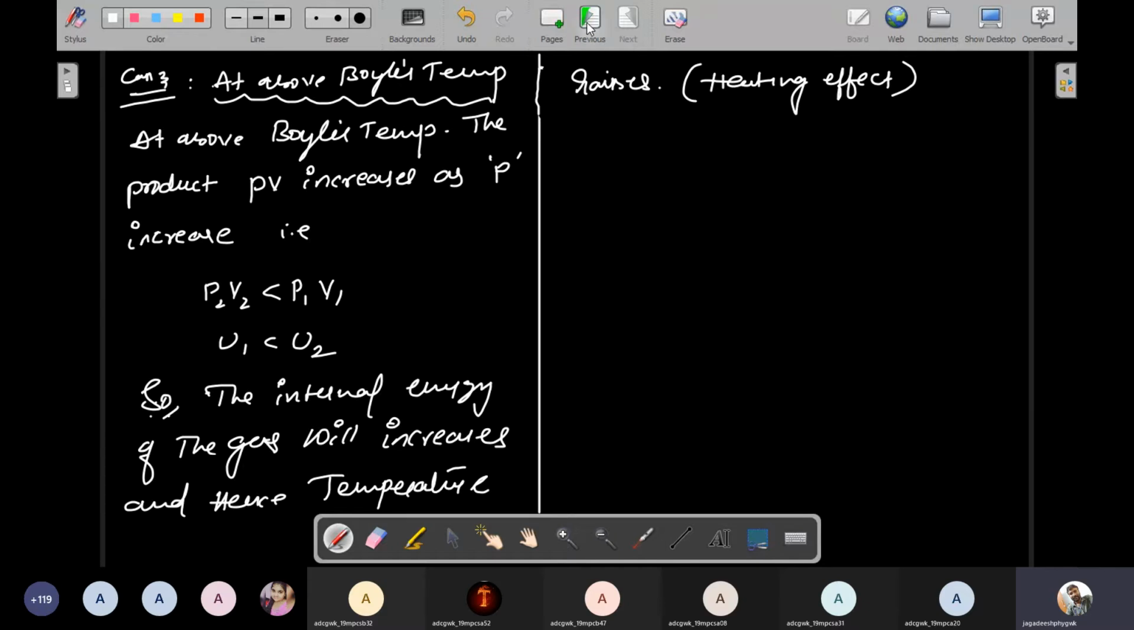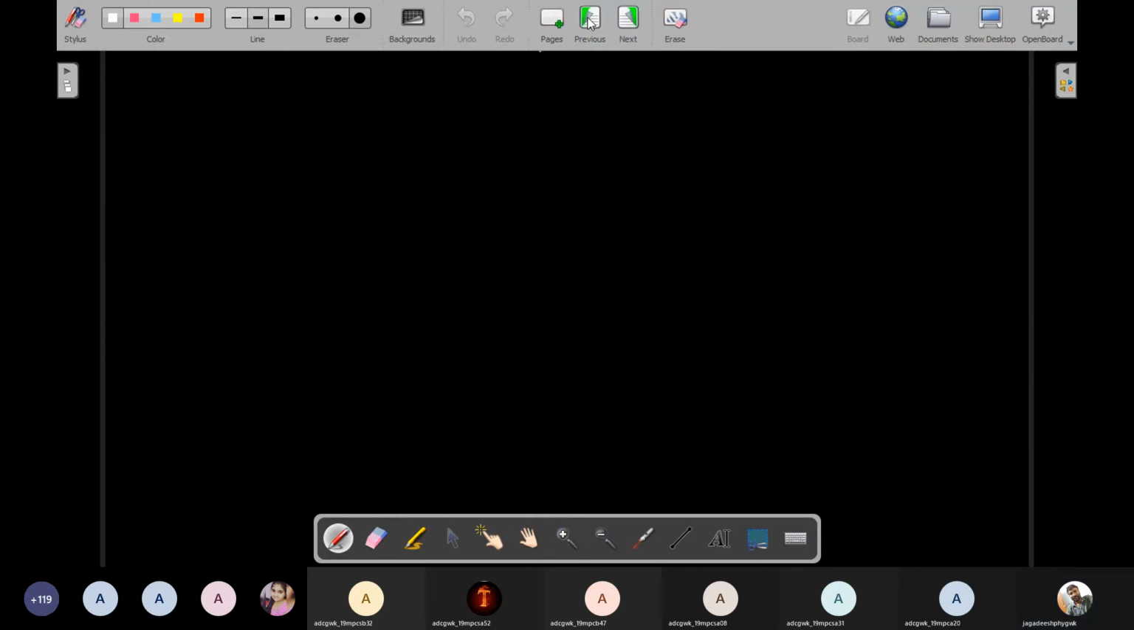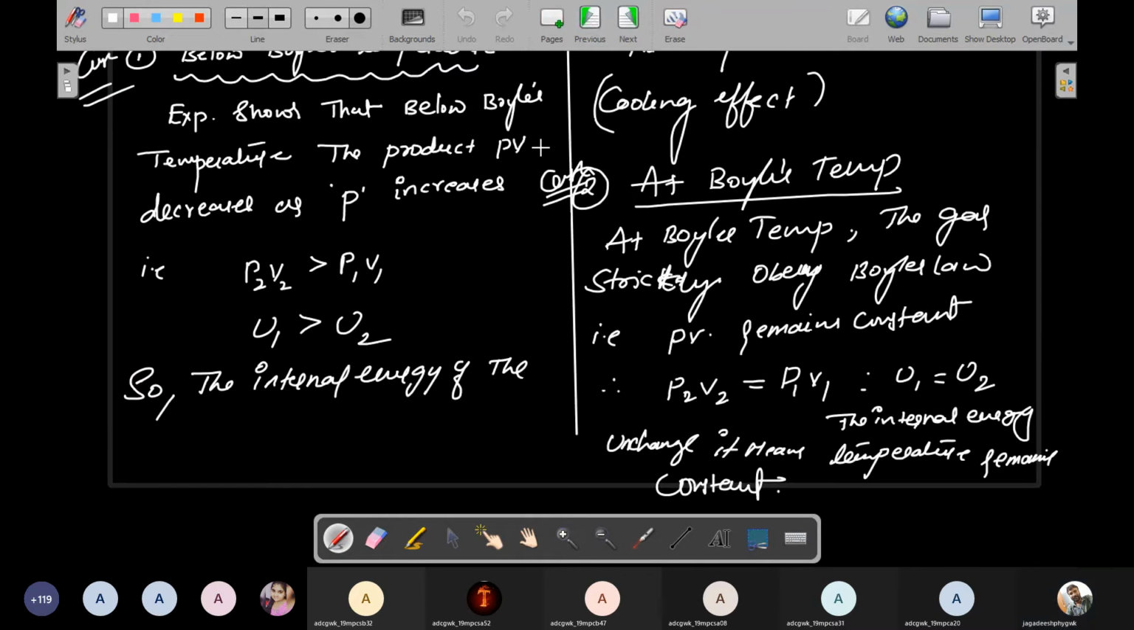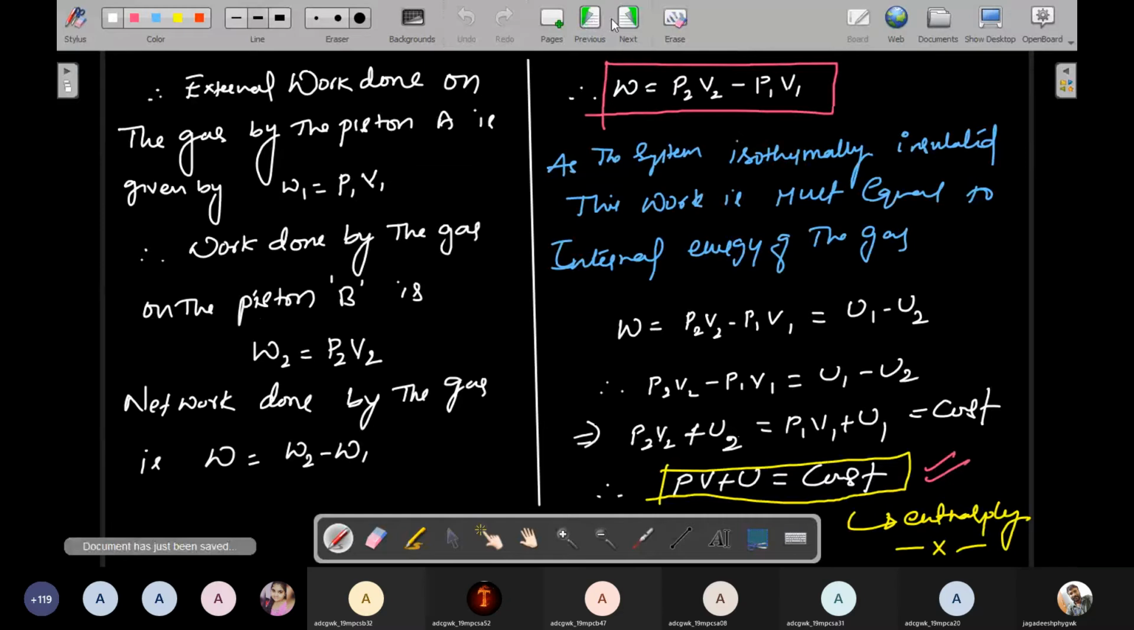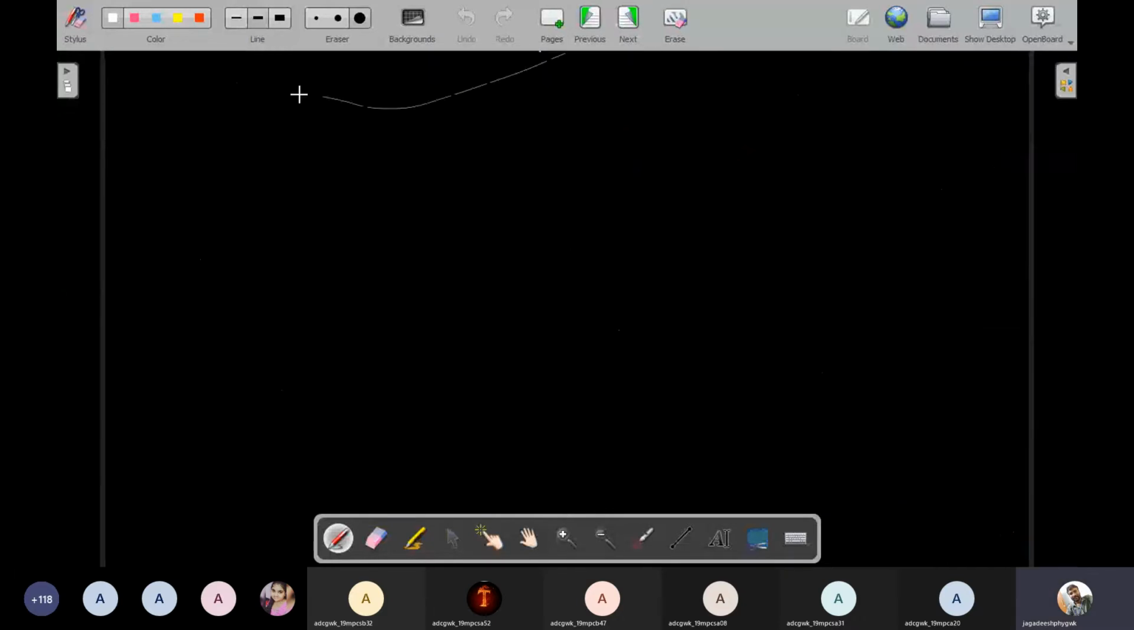I'll give you a conclusion of all these things. So finally, in the Joule-Kelvin effect, according to the porous plug experiment, the temperature changes. Because one important thing I'll explain here.